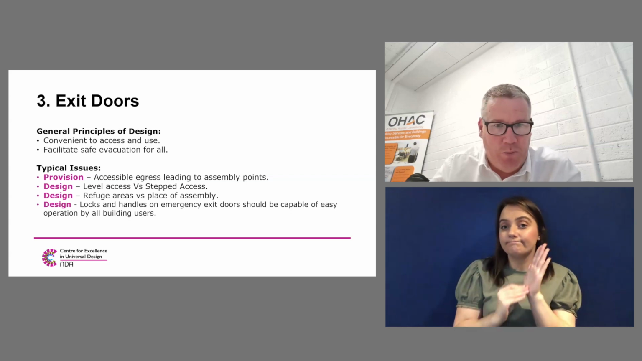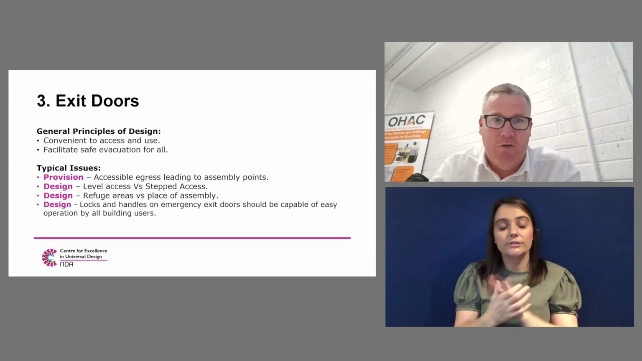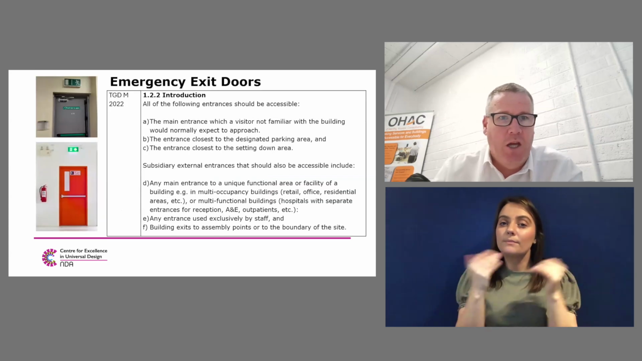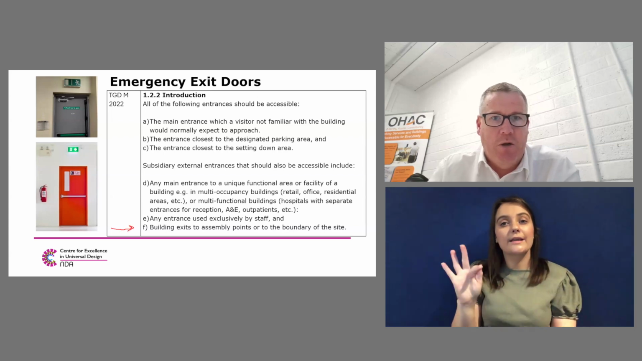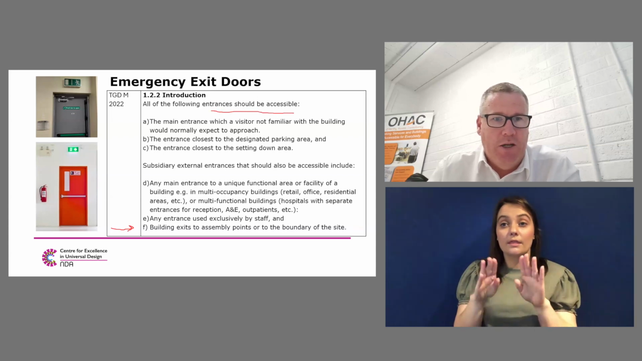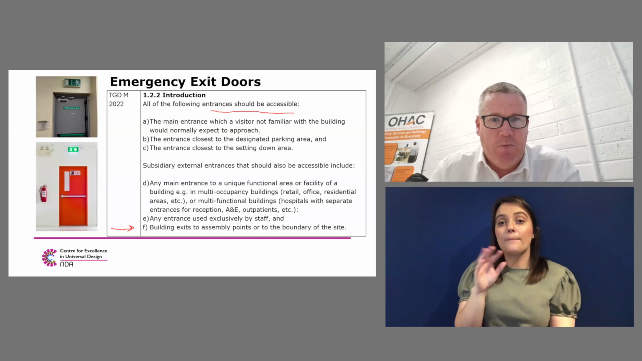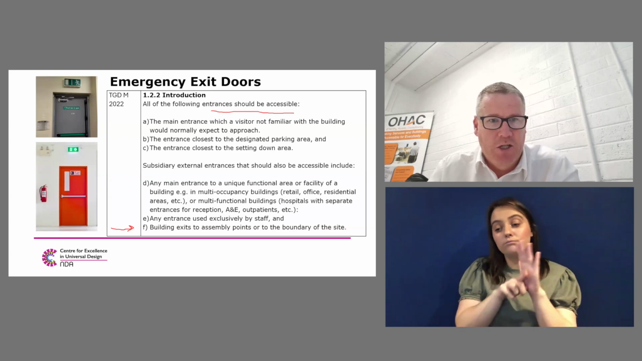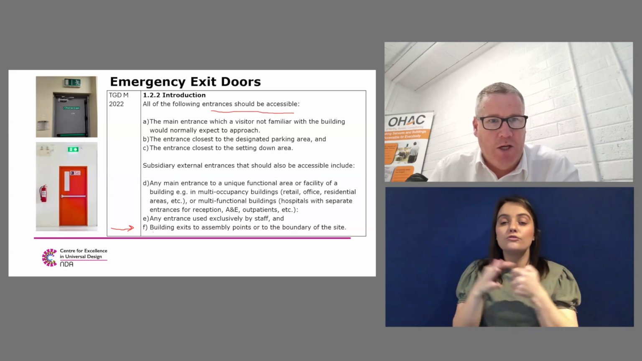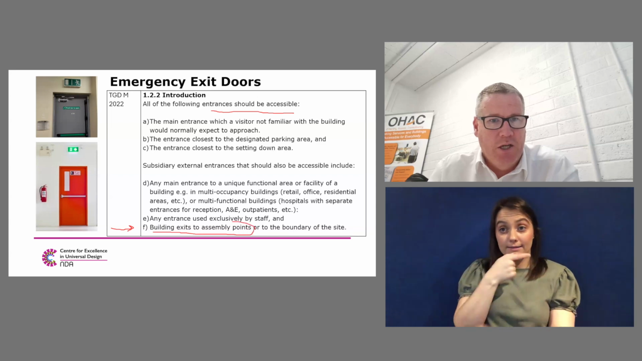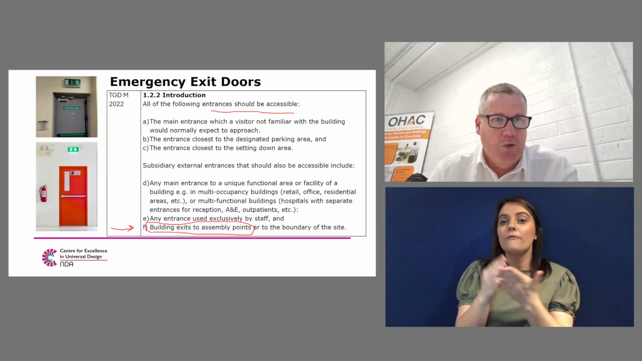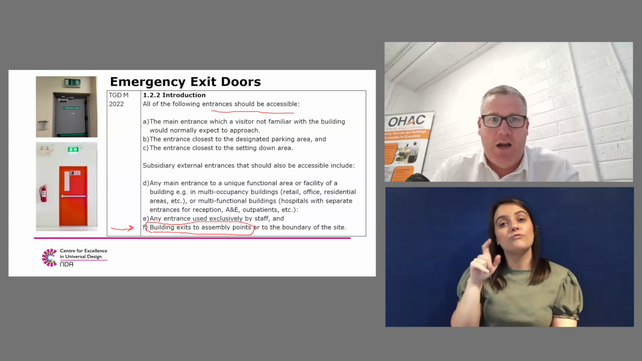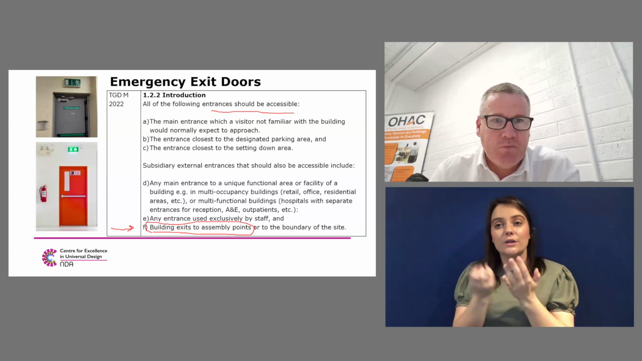But if I just show you some information taken from an extract from TGDM 2022, and if we look down here at the bottom, point F, it says that all of the following entrances should be accessible. And at point F, it says building exits to assembly points at the boundary of the site. So that's really important, as it does state that building exits need to meet the requirements of Part M in the building regulations. We come back to that again towards the latter half of the presentation.